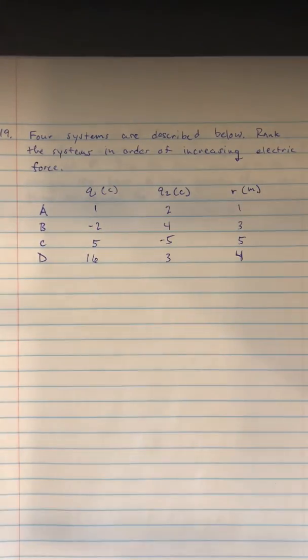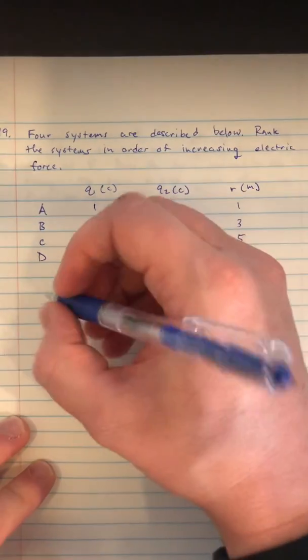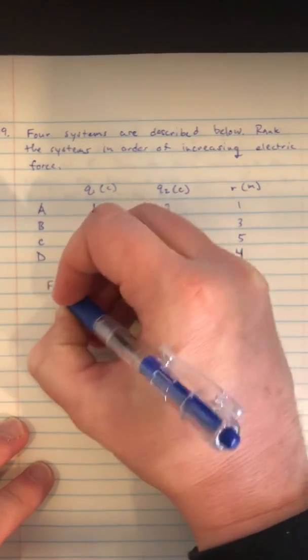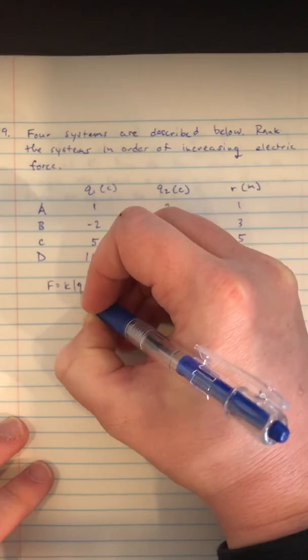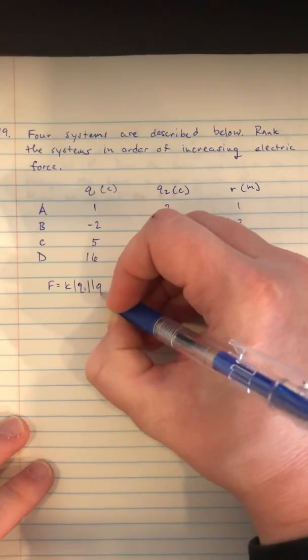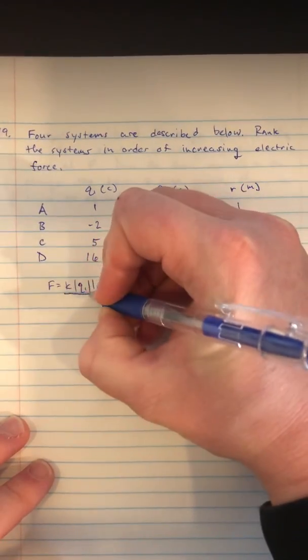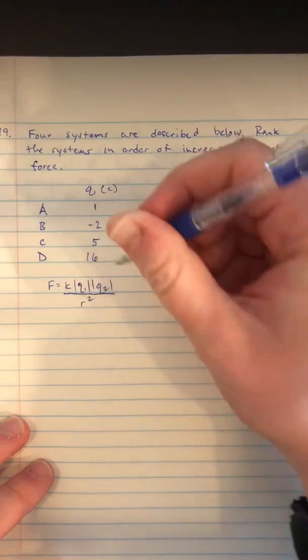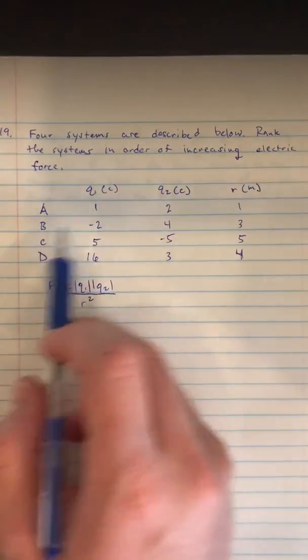Force systems described below. Rank the systems in order of increasing electric force. So for these ones we're just using our electric force equation to figure out what the forces are, and then we'll rank them. We could do them one at a time here. F equals K Q1 Q2 over R squared.